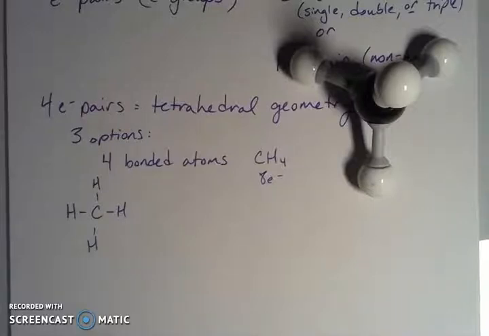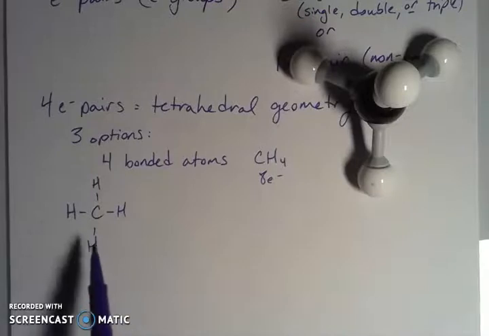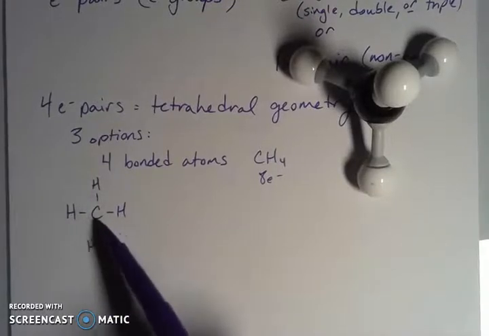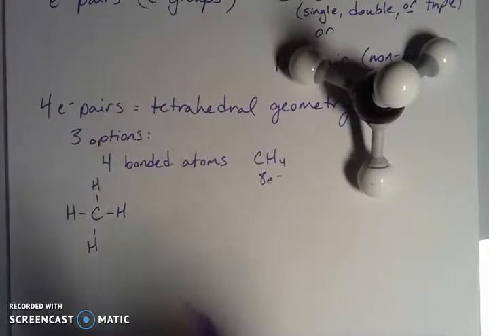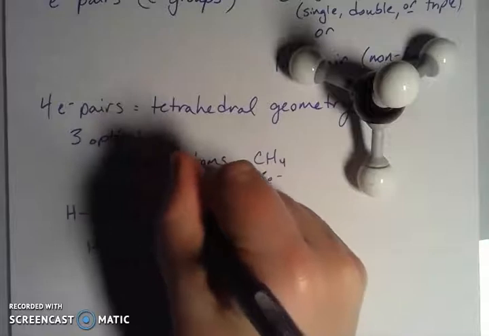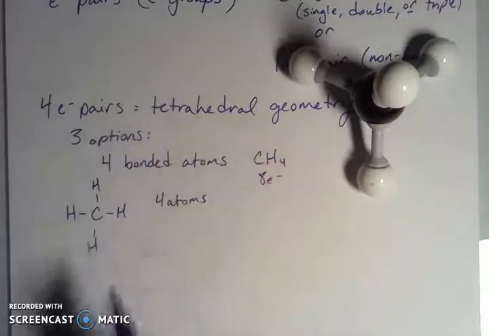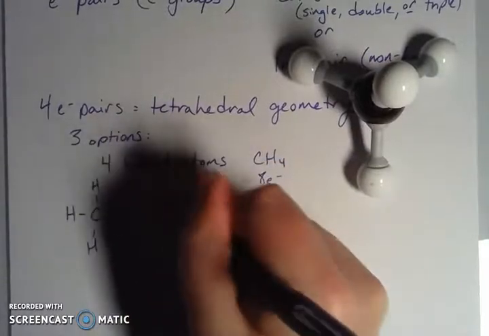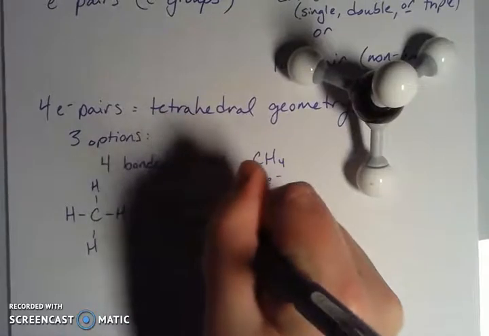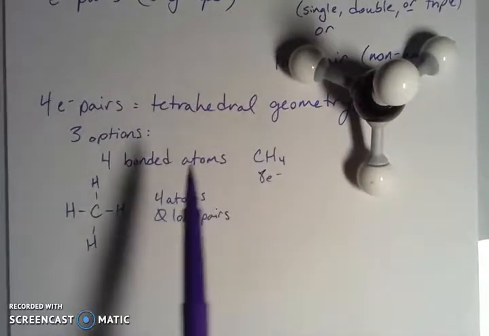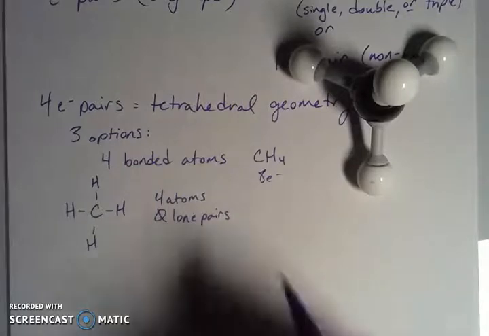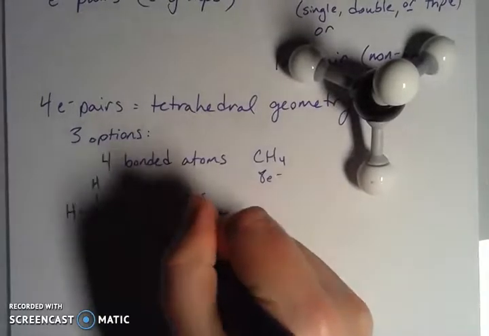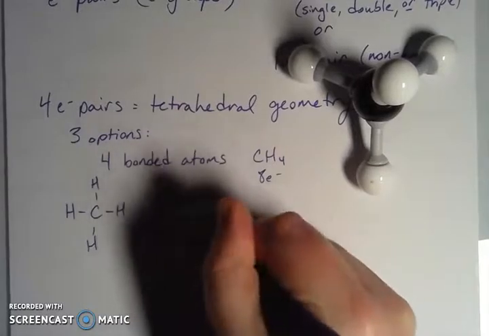So here's our methane. If we're trying to analyze what the geometry is going to be, I'd say carbon is my central atom. Around that carbon, I have 1, 2, 3, 4 bonded atoms. And if I look at carbon, it has no lone pairs. So when I'm categorizing it here, I'm saying 4 bonded atoms, 0 lone pairs. When I add them together, I end up with 4 electron pairs total.